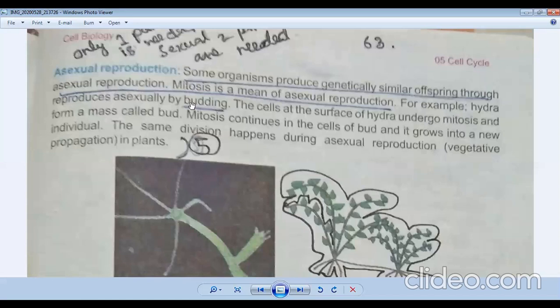What happens in this process? Look at your book. The cells at the surface of Hydra undergo mitosis. The cells present on the surface of the Hydra go through mitosis and they form a bud.